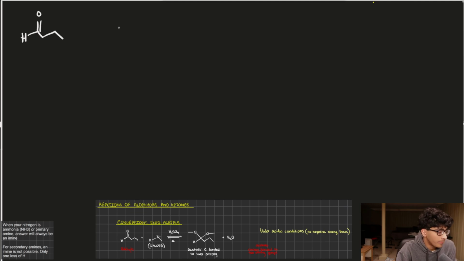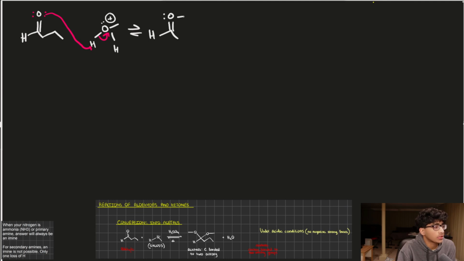So the first step, we're going to make protonated methanol, so just add an extra H. It's going to react with H2SO4. Now we do an acid-base step right here, and we're going to increase the oxygen's electron-withdrawing ability.